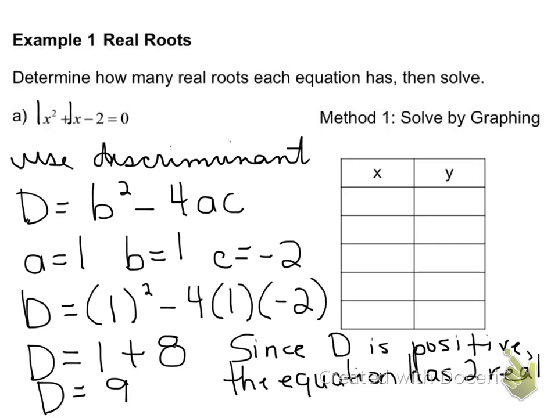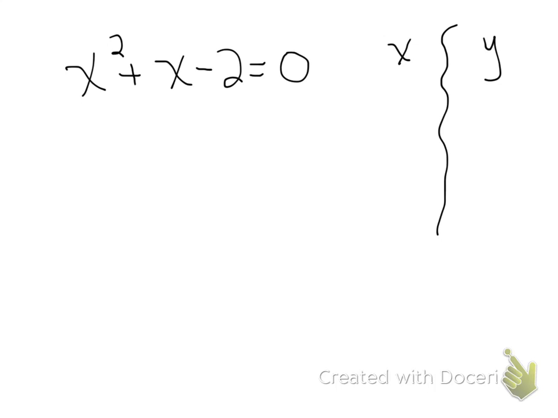This you have to kind of know. This means that you'll be able to continue the quadratic formula and do the square root of 9 and continue your calculations. So when the discriminant is positive, the equation has two real roots. Now we have to go ahead and solve by graphing. I'm going to rewrite this equation on another page. So we've got x squared plus x minus 2 equals 0. And I'm just going to make my chart here for this equation.